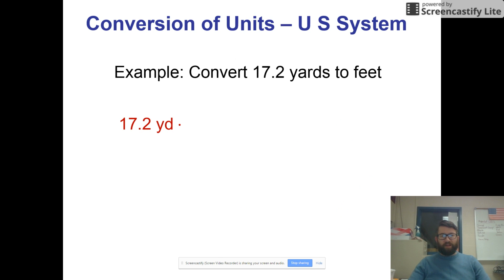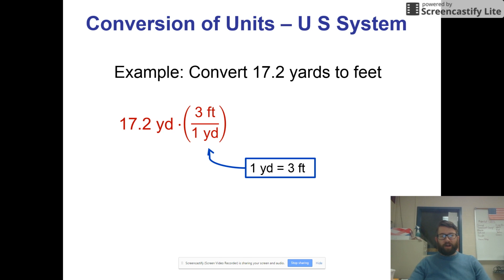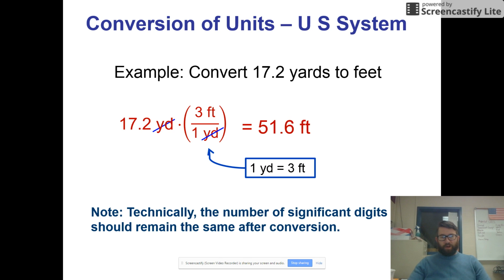So if I convert 17.2 yards to feet, I'm going to start out with my 17.2 yards. And I'm going to use my equivalent, 1 yard equals 3 feet. And I'm going to switch it around here, 3 feet over 1 yard, I'm saying the same thing. So I cross those out. And I multiply 17.2 times my 3 feet to get 51.6 feet. So, significant digits, we're not really going to be too concerned about those.